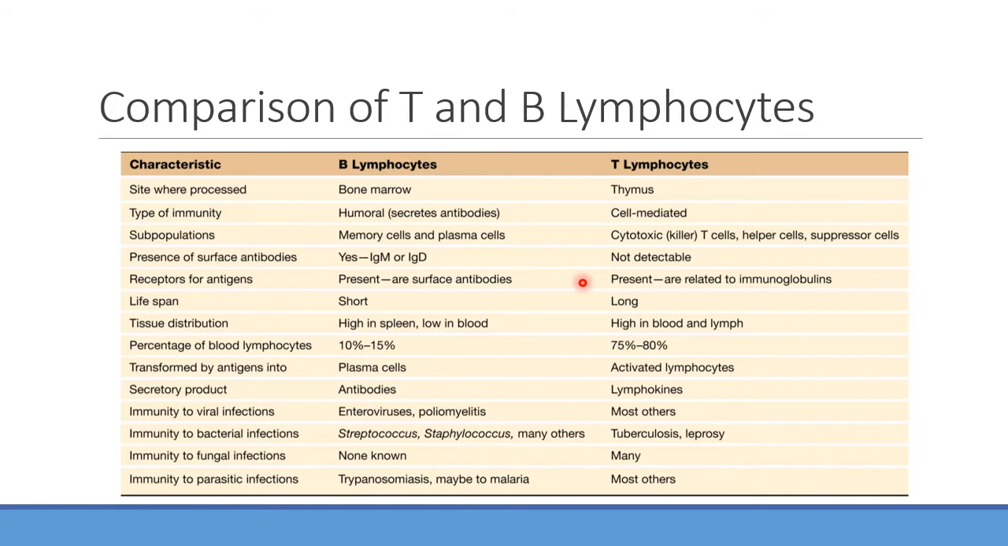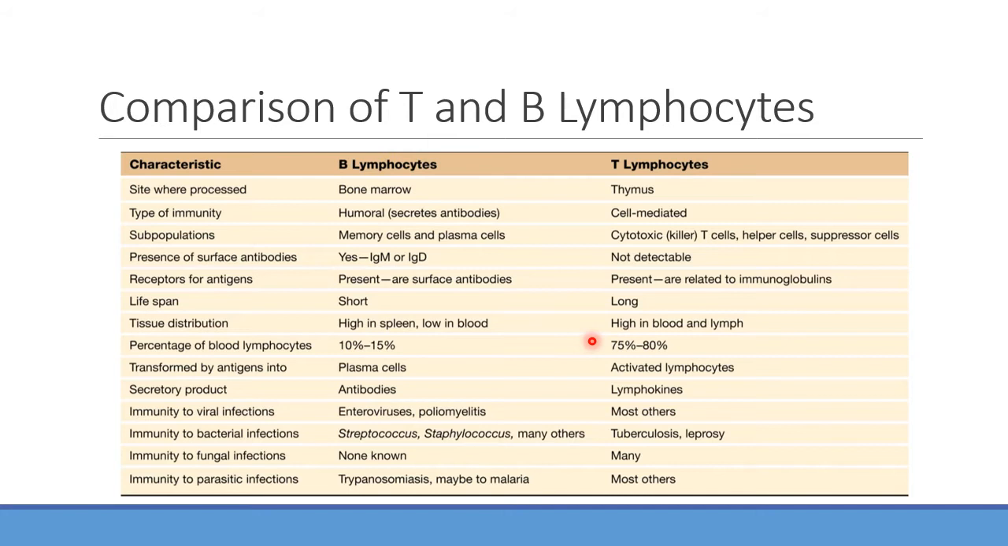However, for the T cells, you're going to find that they have receptors present, but they're related more to things like immune globulins. They're going to be interacting with the antigens specifically, right? So again, there's a little bit of difference between those two. T lymphocytes usually stick around for longer. You'll typically find more of these in the blood and the lymph tissue, and a much higher proportion of T lymphocytes located there at baseline.